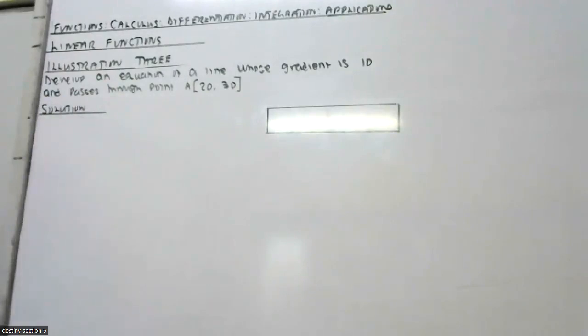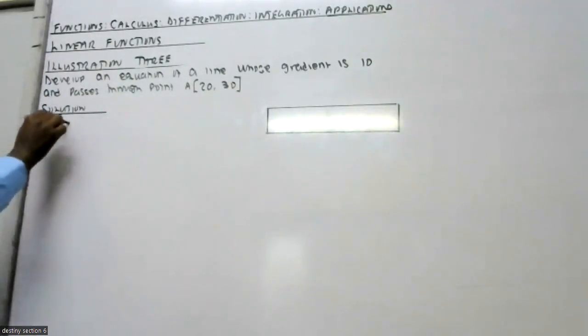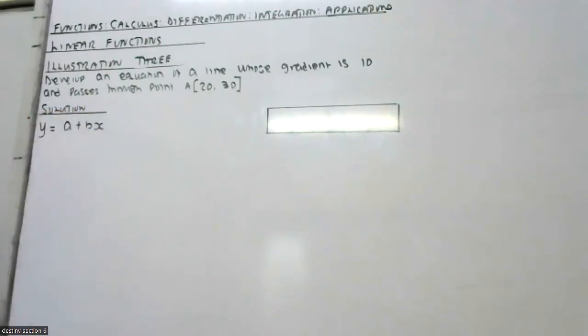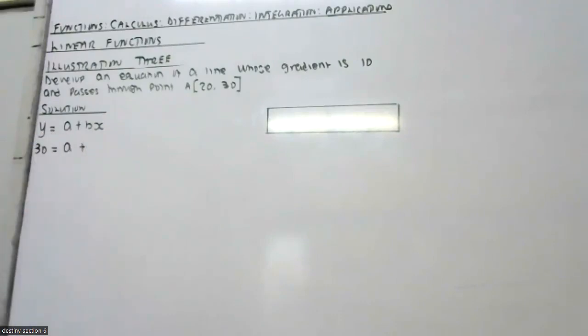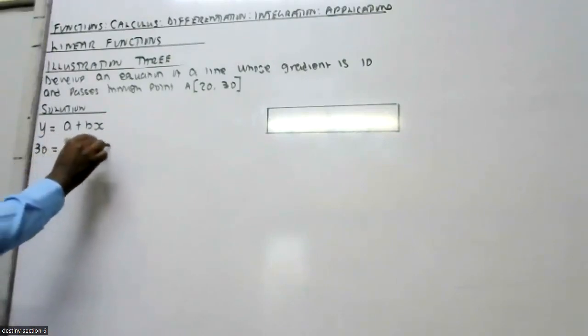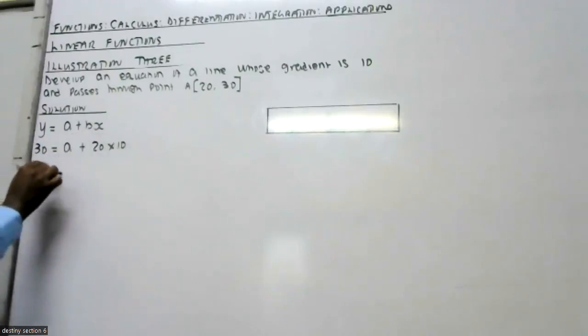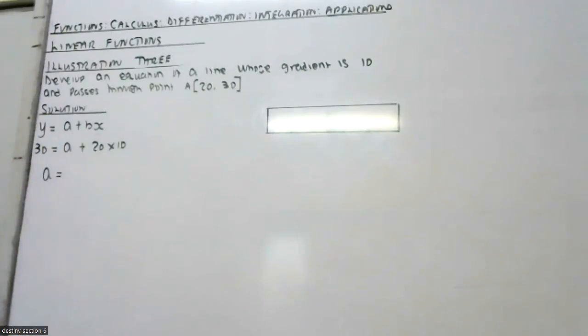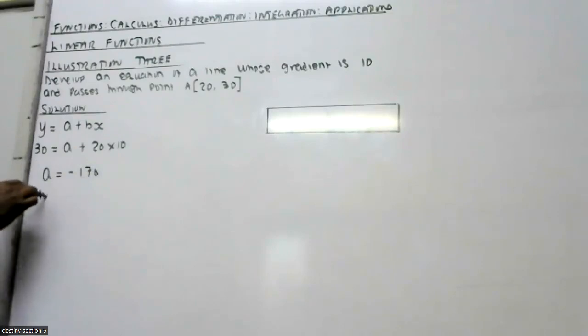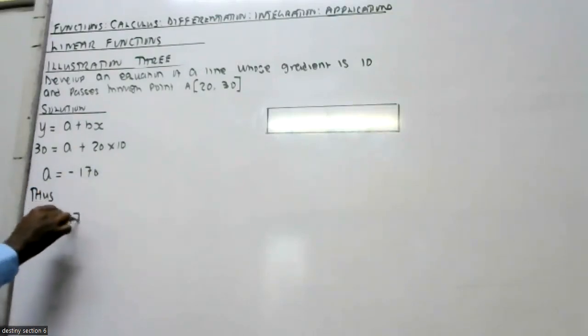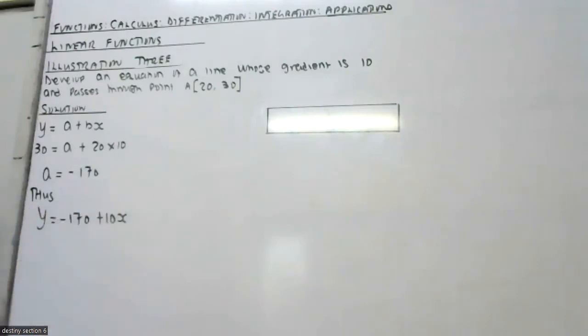The solution, you say y is equals to a plus bx. So again, you substitute those values and say that the value of y here is 30, a is unknown, b is 10, and x we know is 20. So 20 times 10 is 200. So a must be minus 170. So thus, y is negative 170 plus 10x.